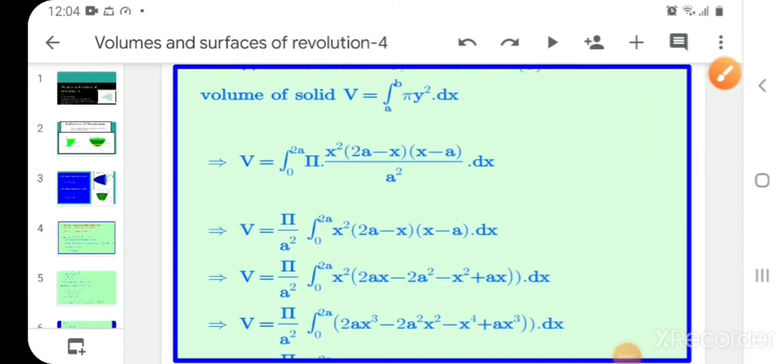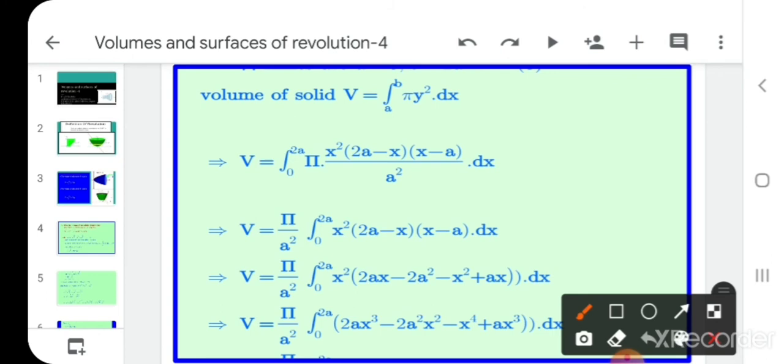Already, we found the limit values and the y square value. Now I substitute those values. V equals, what are the limits here? We get 0 and 2a. So I write the integral from 0 to 2a of pi, and what is y square? x square into (2a minus x) into (x minus a) by a square, dx.